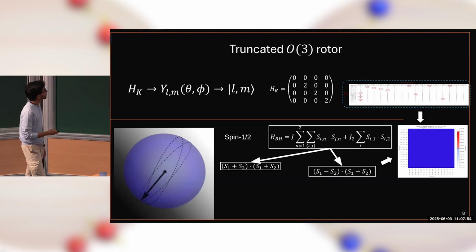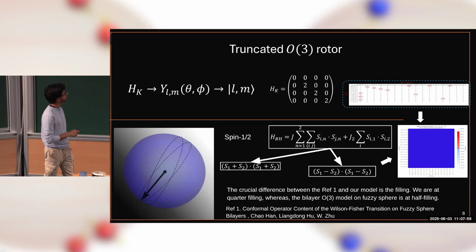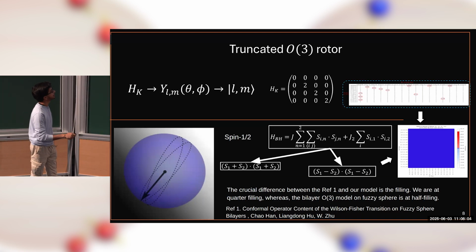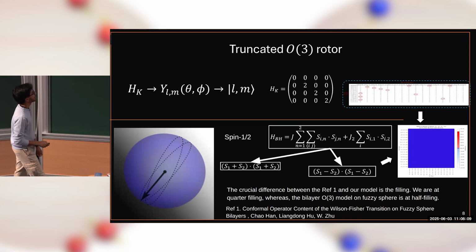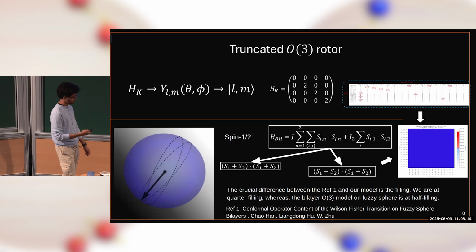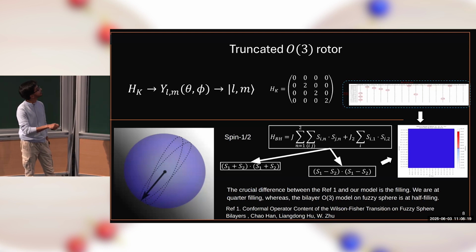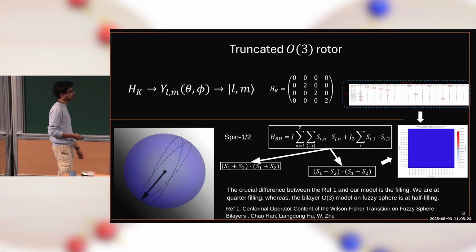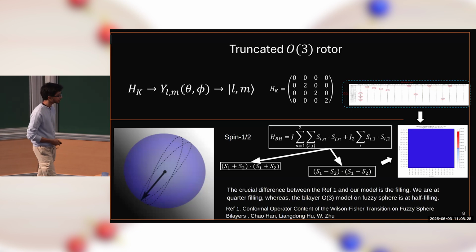At this point, I should make a comment that there has already been a study on the O3 Wilson-Fisher criticality on the sphere, but the crucial difference between our model and theirs is the filling fraction. That model is basically a variant of the bilayer model, where you have 2 layers and the spin indices. So you have 4 local orbitals and 2 electrons in them. And in our case, we have 4 local orbitals and 1 electron. So we have a much more minimal Hilbert space. As a result, we don't have any intruder states, at least we don't see any.